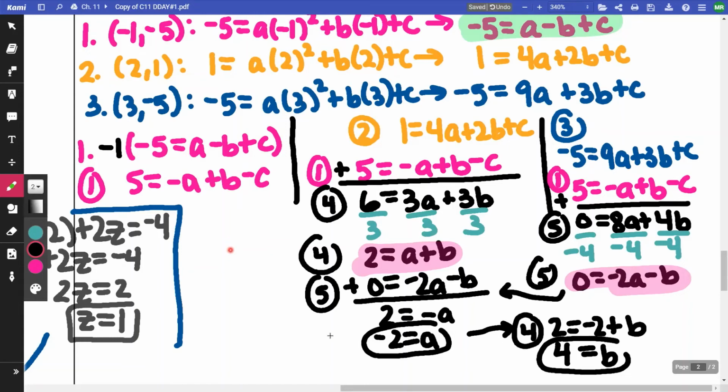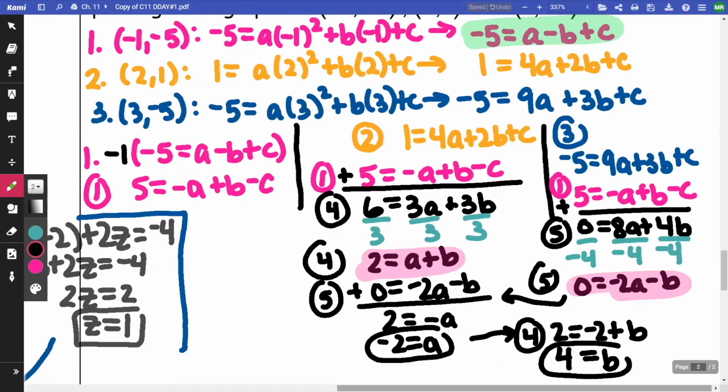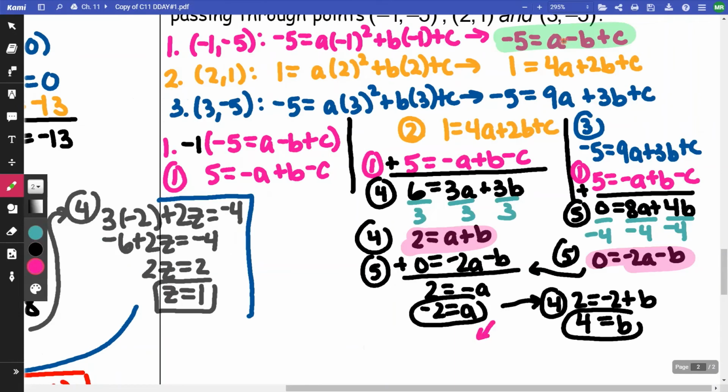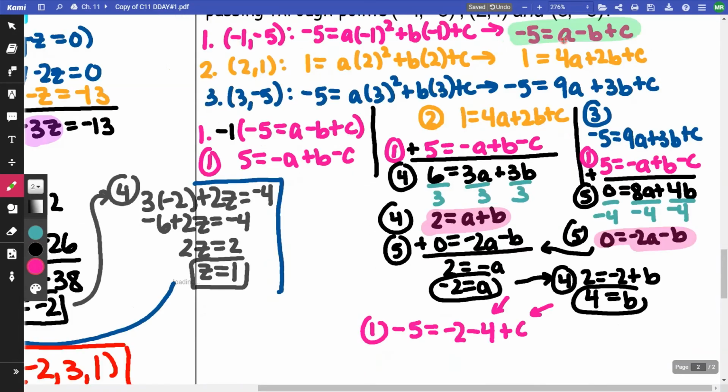So once I have my A and my B, then I can look up at the top equations and figure out which one I'm going to put this in to find my C. And maybe I'll do it in number 1, okay? So I'm now going to take both of these and put them into equation 1, which is -5 is equal to A, which is -2, minus B, which is 4, so -4 plus C. So I get -5 is equal to -6 plus C. I get 1 is equal to C.